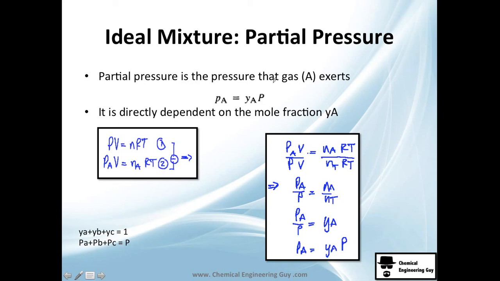Partial pressure is the pressure that the gas, let's say gas A, exerts on the real container. So imagine we have many here. Actually, we're going to see that later. By definition, the partial pressure is the pressure exerted by the gas, which is the mole fraction times the total pressure. So if you have half of the container full of A, you will expect that half of the pressure is being exerted by A.